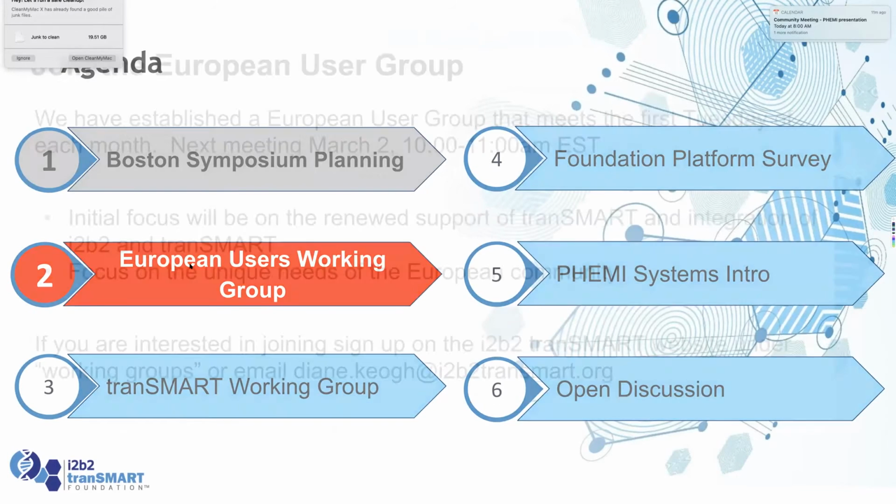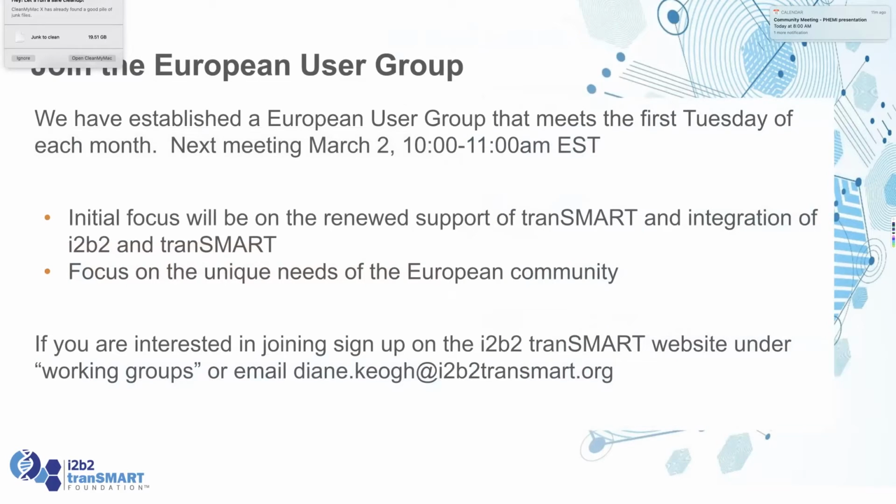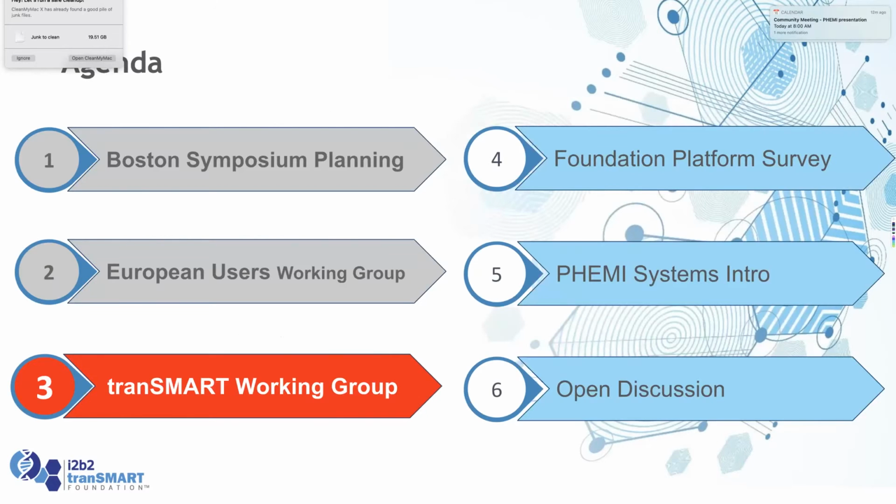The European Users Group continues to meet. They meet on the first Tuesday of each month at 10 a.m. Eastern Time, and a lot of the discussion at this group has been around tranSMART and integration with I2B2, but also other needs for the European community. So if you're interested, please come. These sessions have been very active and lots of interesting discussions. If you're in Europe and want to talk about using I2B2 or tranSMART, please feel free to come to the session.